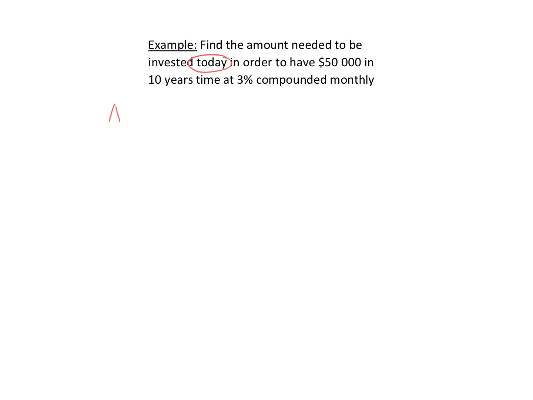Okay, next example, we have how much needs to be invested today, so present value, in order to have 50,000. So our final amount needs to be 50,000. We have 3% compounded monthly. So we're going to change that to a decimal. And then N is going to be monthly, which is 12 times a year for 10 years. So N is going to be 120.